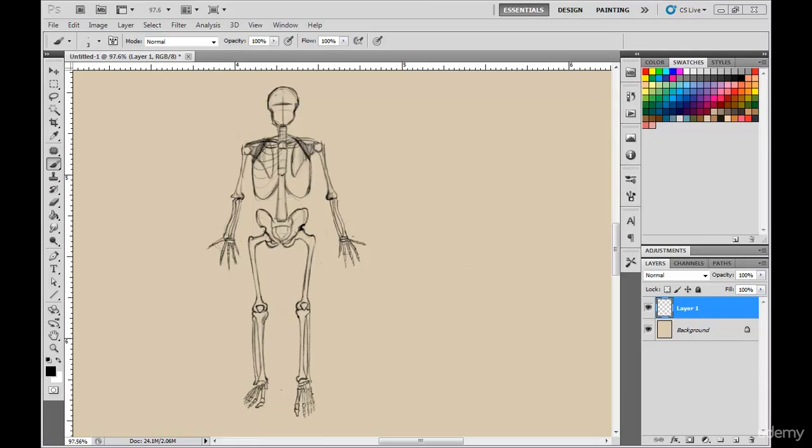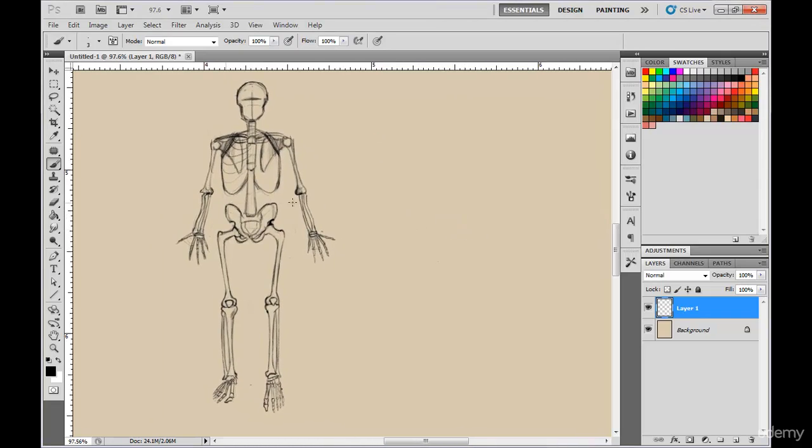Actually, I lied. Sorry, that's not the very end of this particular lesson. I do want to just quickly show some of the differences between the male and female skeletal structure. So when you're drawing the hip bone, you have your spine that comes down, and the spine will be a little bit thinner on most females.